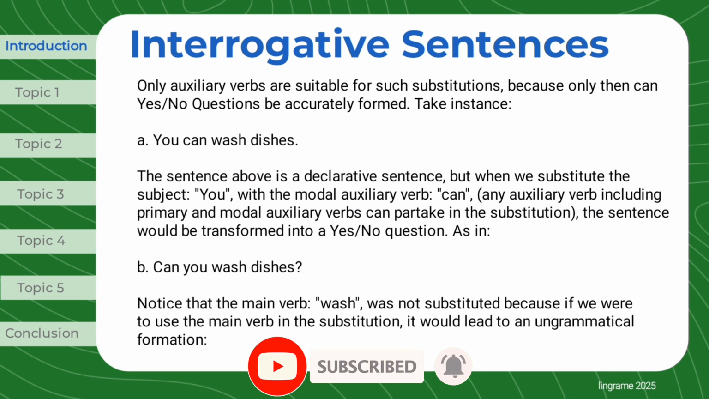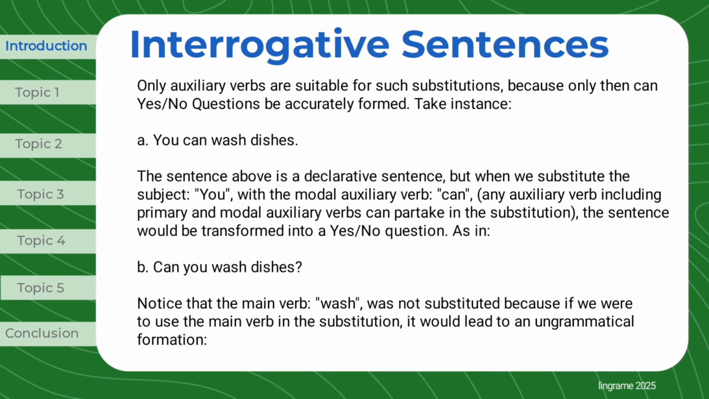Take for instance, you can wash dishes. The sentence above is a declarative sentence, but when we substitute the subject, you, with the modal auxiliary verb, can, the sentence would be transformed into a yes, no question. As in, can you wash dishes? Any auxiliary verb, including primary and modal auxiliary verbs, can partake in the substitution.